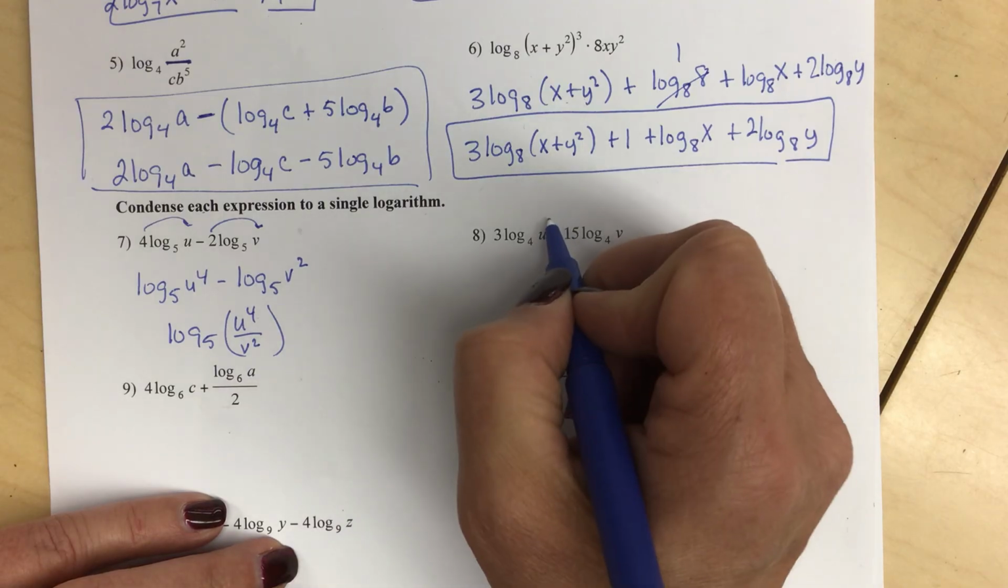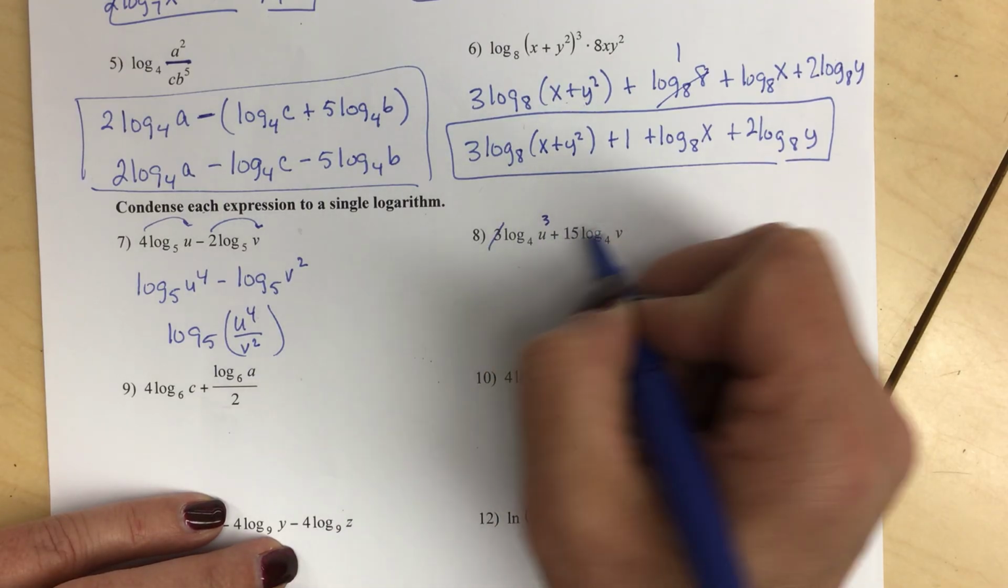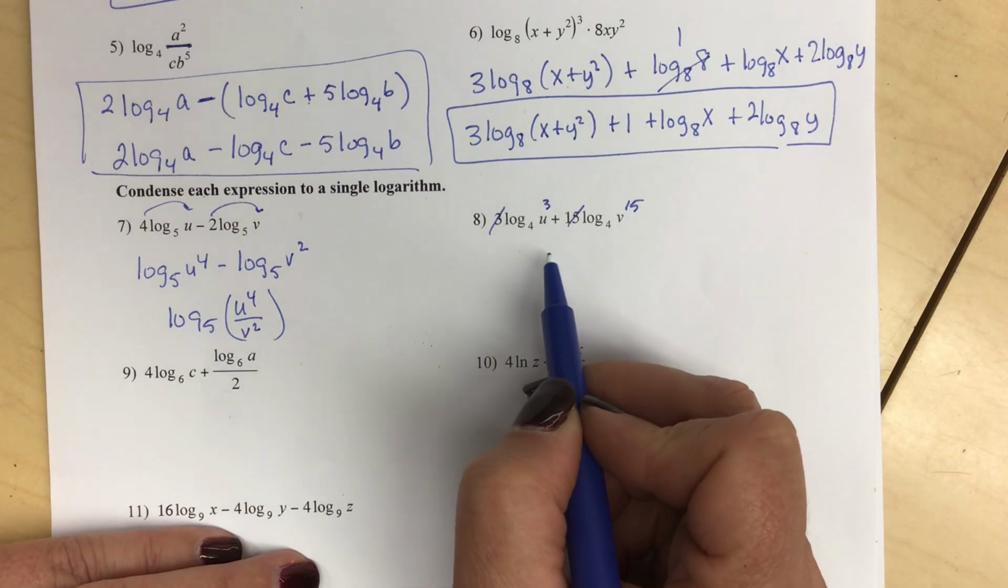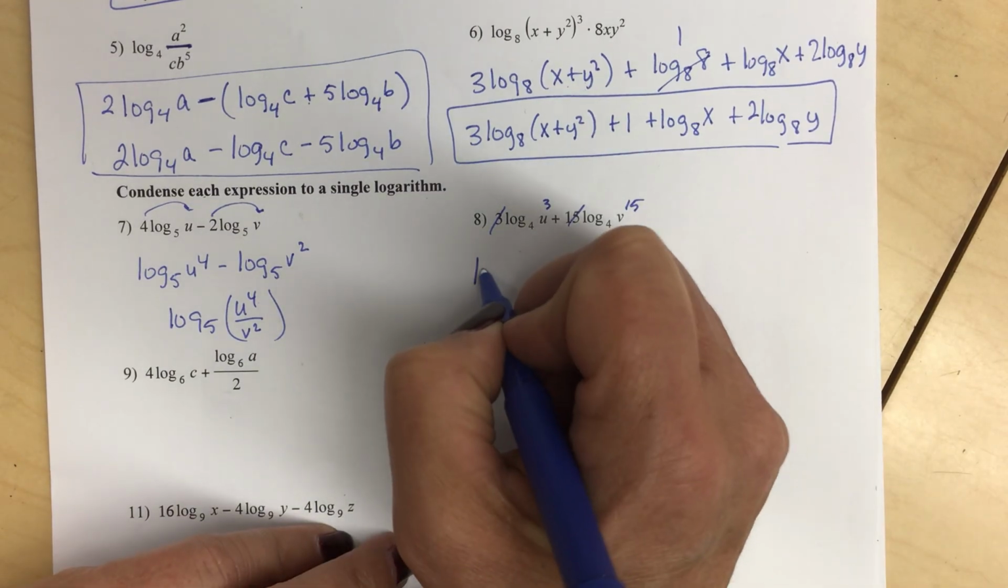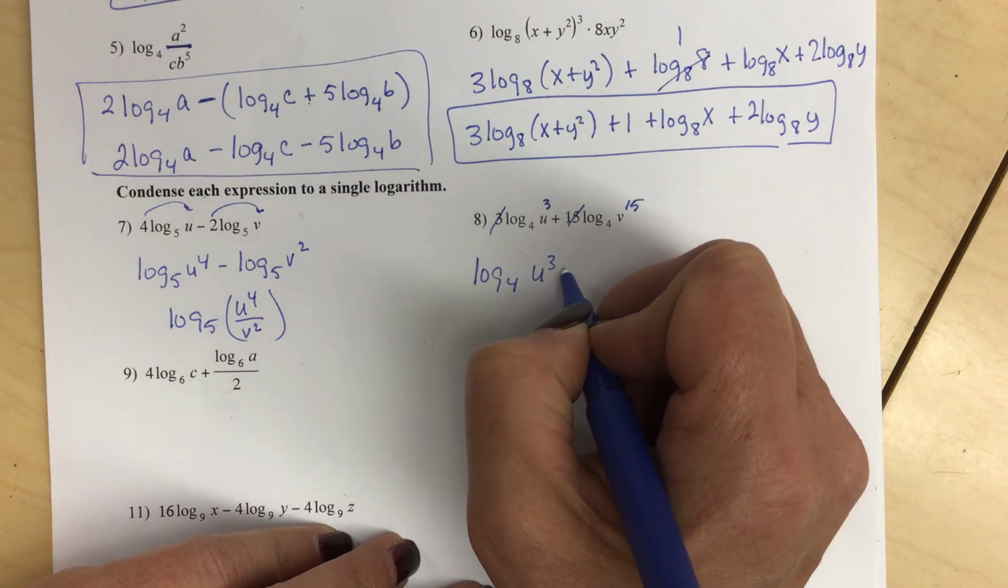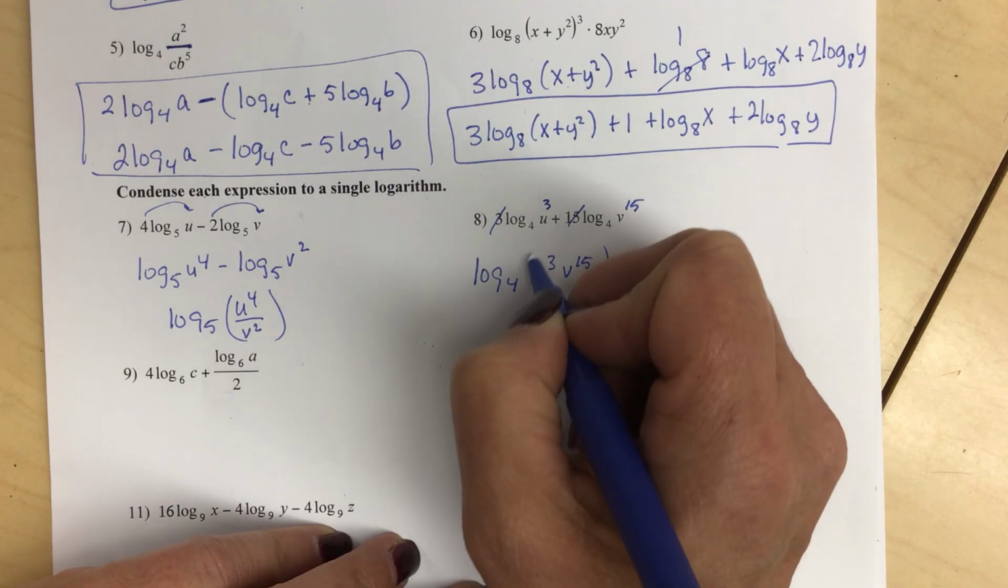So this 3 is going to go there. This 15 is going to go there. It's plus, so we're going to make it multiply. So log base 4 of u to the 3rd times v to the 15th.